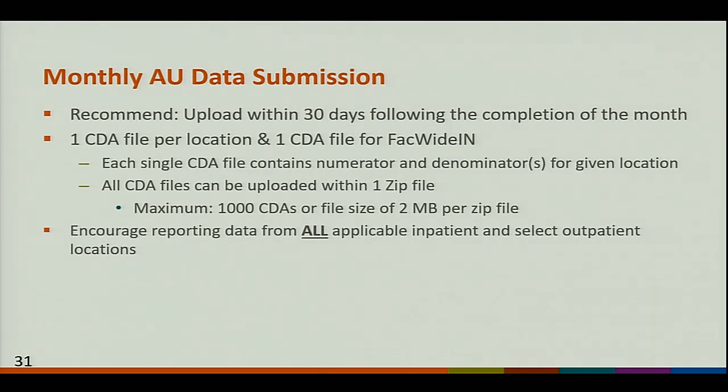So your actual uploads will contain one CDA file per location or patient care unit, and then one CDA file for FAC-wide-in. Each CDA file contains both the numerator and the denominator, which is nice, which is why you only need one file per location. And you can zip all of those files together in one zip file as long as you are below the maximum requirements of 1,000 CDAs or 2 MBs per that zip file. But the vast majority of facilities will be, so you could submit all of your AU files for 1 month in a single zip file and a single upload.